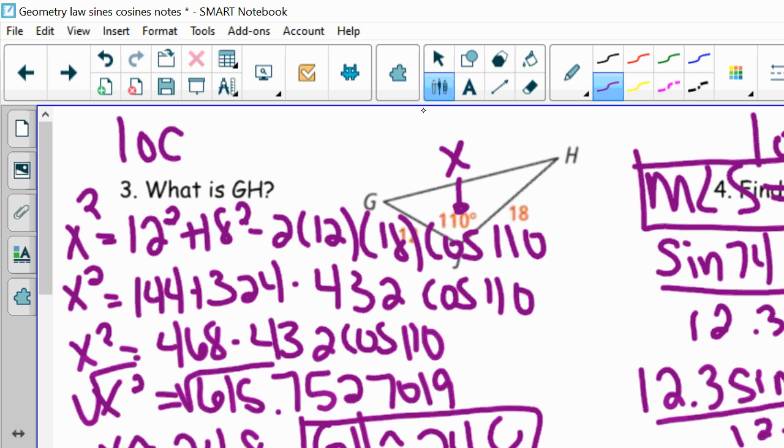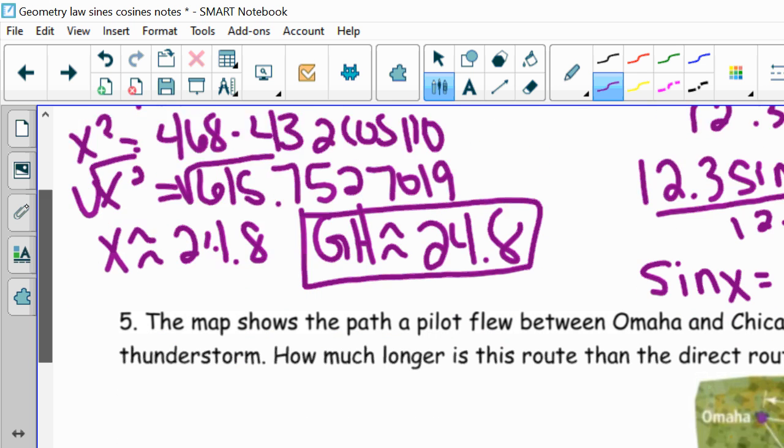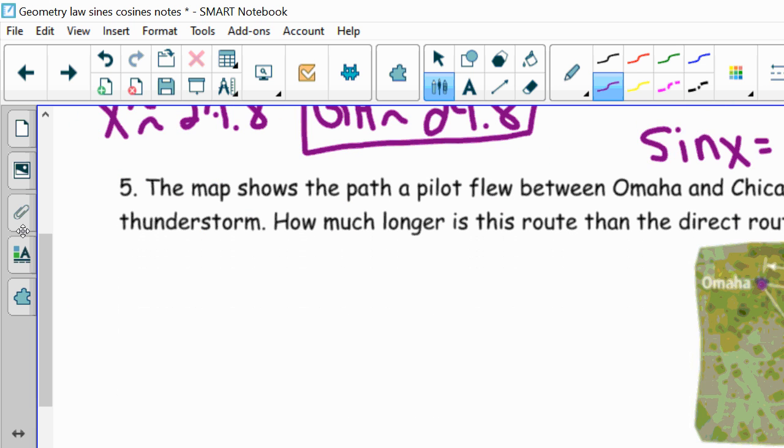We can also use law of sines and law of cosines in word problems, so that's what we're going to look at next. So number 5, it tells me the map shows the path the pilot flew between Omaha and Chicago in order to avoid a thunderstorm. How much longer is this route than the direct route to Chicago? Okay. So I know that the direct route is 471 miles. They give me this angle and this angle. So first I need to find this side. I'm going to call it X. And then I need to find this side. I'm going to call it Y.